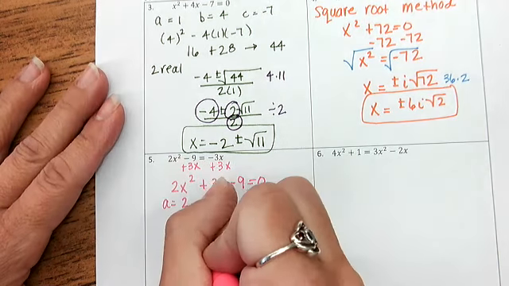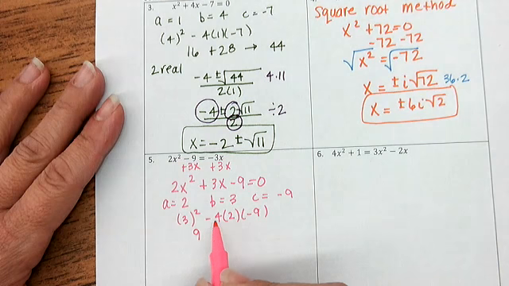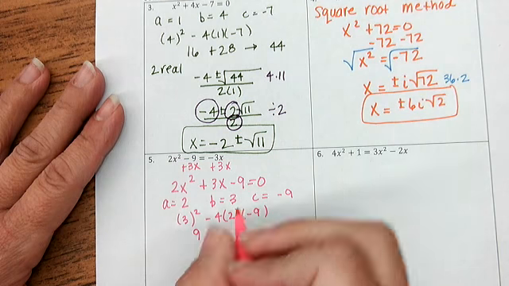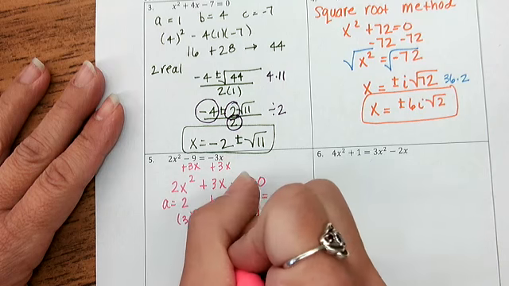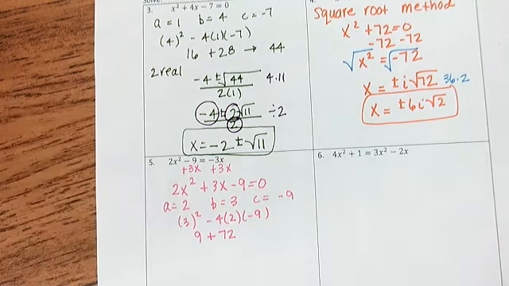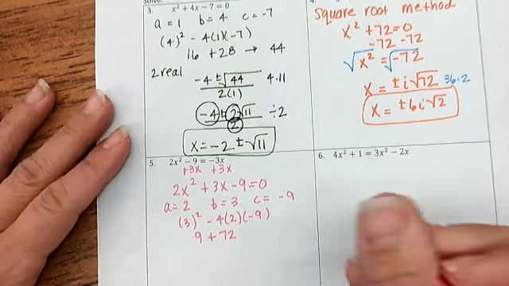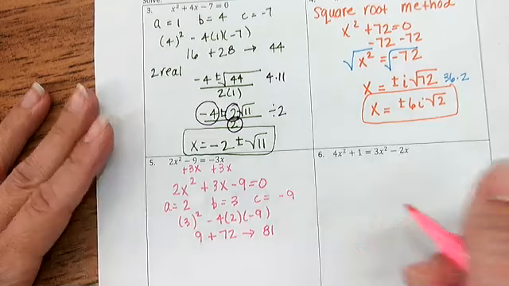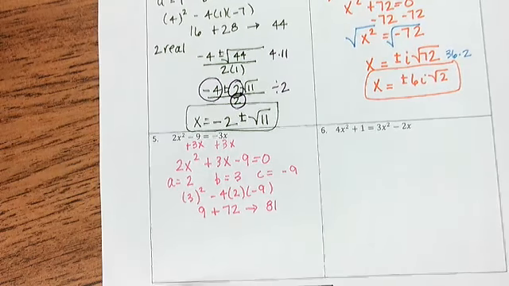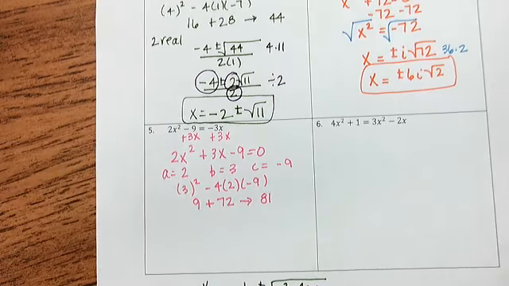This becomes 9 plus negative 4 times 2 times negative 9, which is positive. I believe this is 72. And 9 plus 72, I believe, is 81. And 81 is a perfect square.